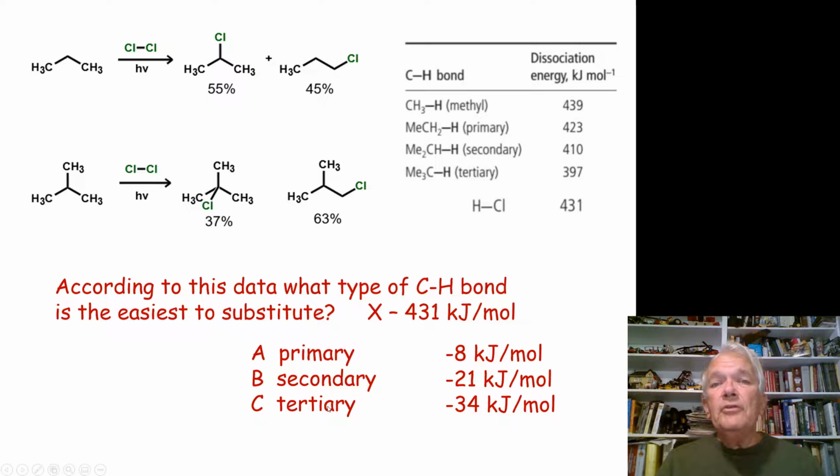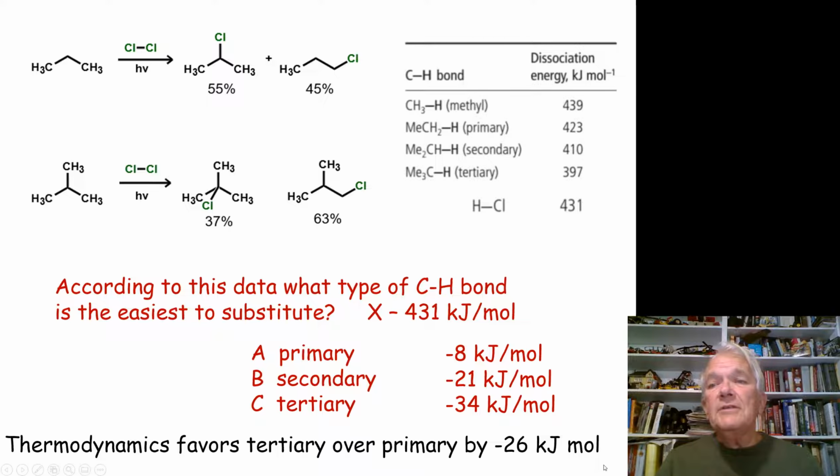Now, primary to tertiary, what is the difference? Well, the difference is 26 kilojoules per mole. So in other words, in isobutane, that central CH is preferred because the product here is just considerably more stable. Well, the radical, not the actual product; this is the energy of the radical underneath. So we're looking at the intermediate, and the intermediate that leads to the tertiary one being substituted is 26 kilojoules per mole more stable than the intermediate which leads to the primary.